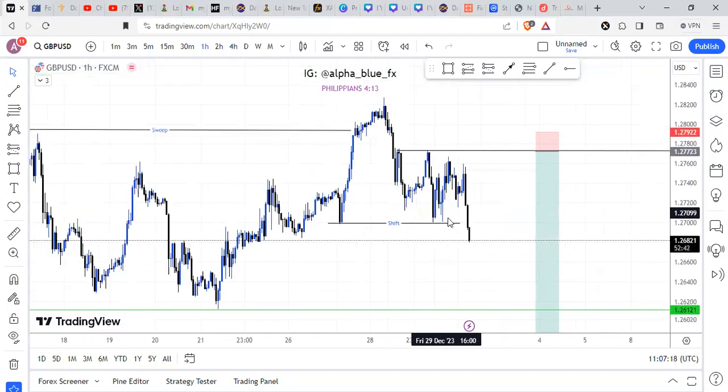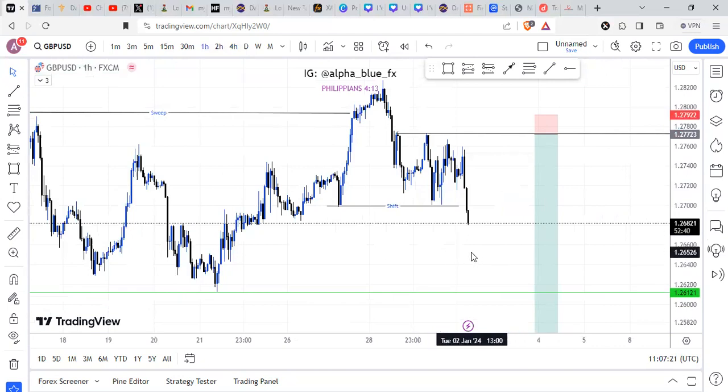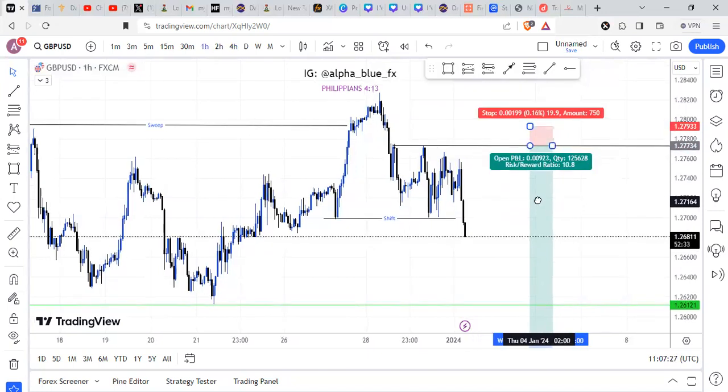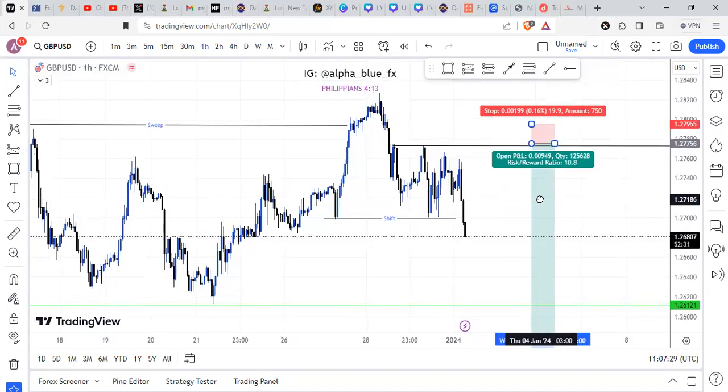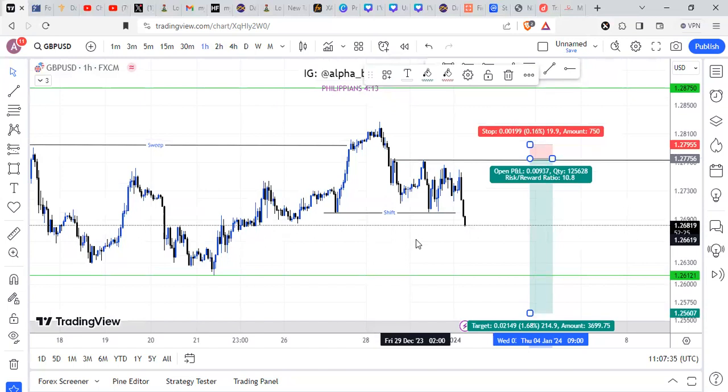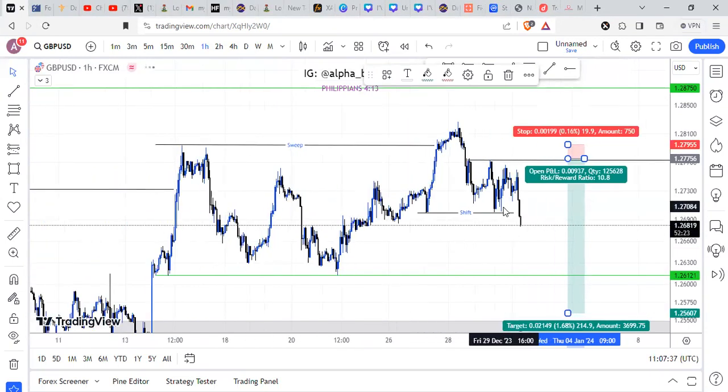So this is what I'm looking at on GBP USD. Very, very textbook setup. We may see this happen tomorrow or whenever, but this is my plan for GBP USD. I'm waiting to see what the market does. So this will be a very, very nice trade actually. This is the area where I begin to look to sell.